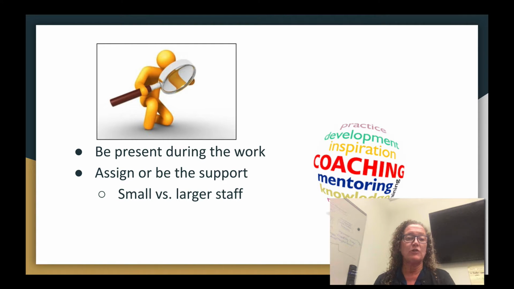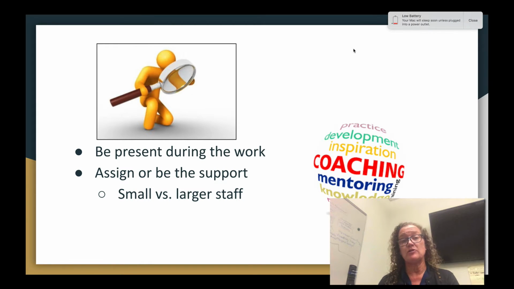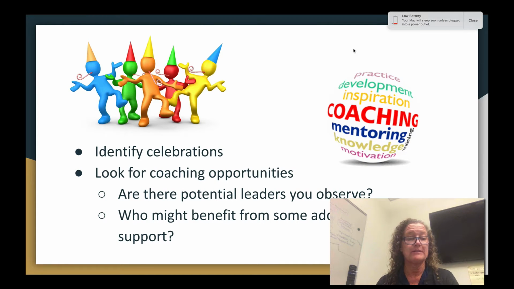I know I've been in structures where as an administrator, we pop in and out of the work. So you might be moving from class to class, checking in on the work. Or we've also had structures where we assign each other to different teams. So someone that might be in charge of the math team, and so they work with the 2 math groups, etc. So you have to be deciding what is the best way to monitor the work while it's in progress.